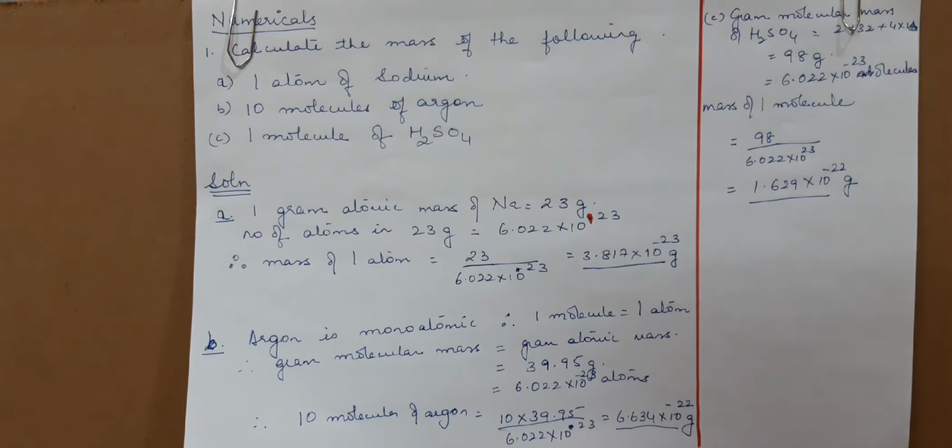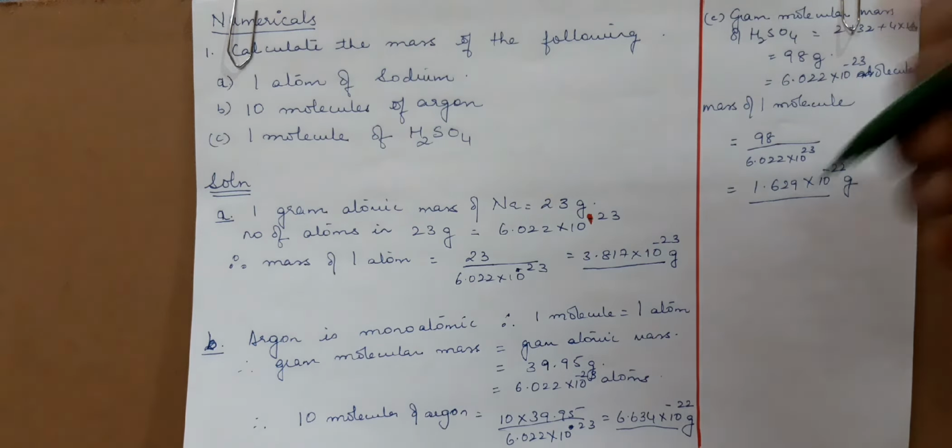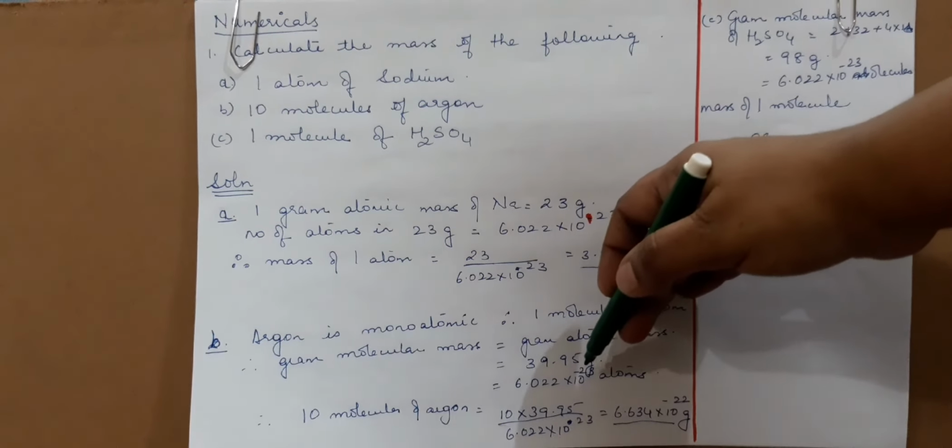Second question: calculate again the mass of the following, in terms of 10 molecules of argon. Now argon we know is an inert gas, a noble gas. So argon is monoatomic, that means its one molecule is one atom, and its gram molecular mass would be its gram atomic mass. Argon has a gram atomic mass of 39.95, or you can take it as 40. I have calculated it with 39.95.